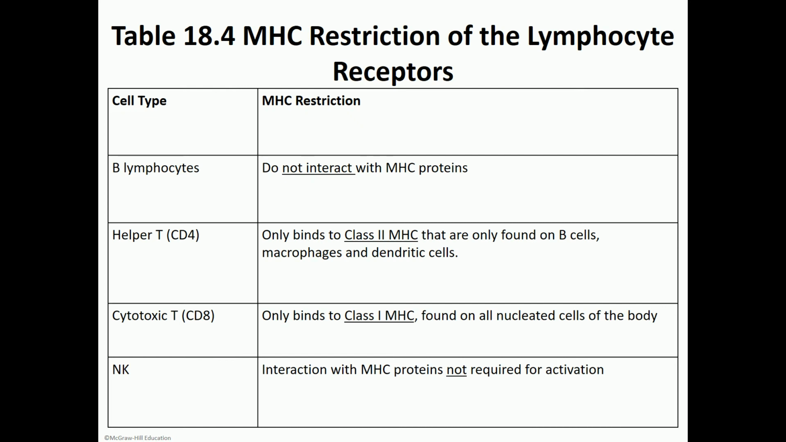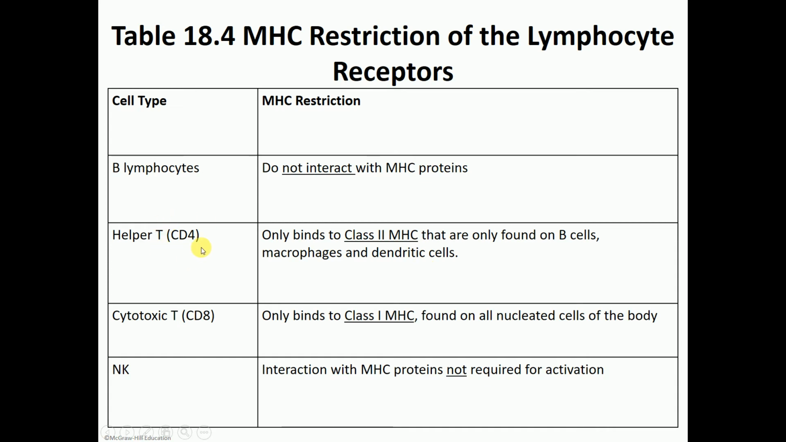There are some restrictions on how these MHCs work. So for example, B lymphocytes are not going to interact with MHC proteins. They are actually going to interact with antigens using antibodies. Helper T cells can bind only to the class 2 MHC. So helper T cells are going to interact with the class 2 MHCs that are already found on your B lymphocytes, macrophages, and dendritic cells.